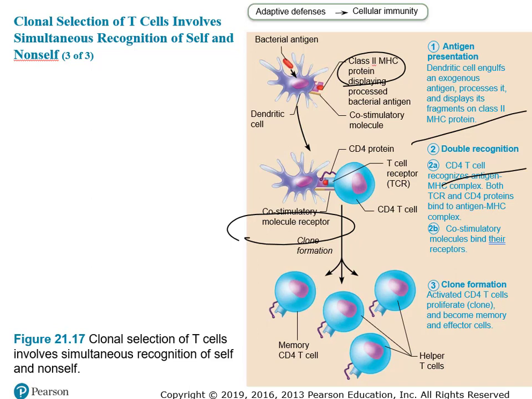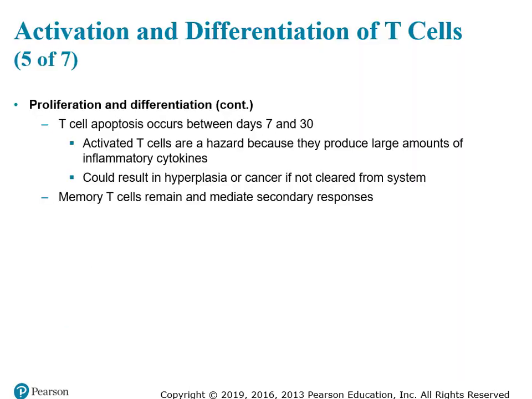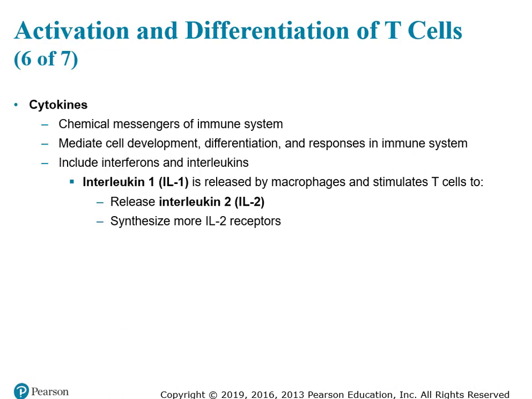You need not only the binding of the MHC class 2 and the non-self antigen, but you also need the co-stimulatory molecule binding with the receptor in order for clone formation, in order for them to multiply and then eventually attack. Otherwise, they become inert and they do not respond properly.